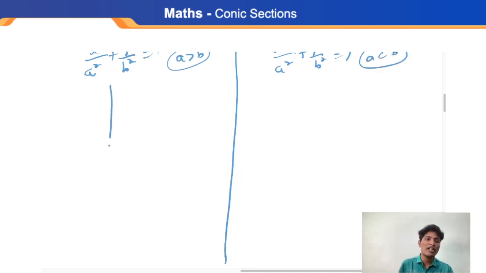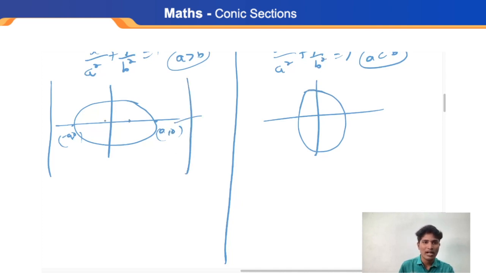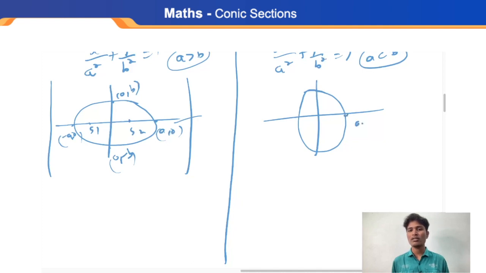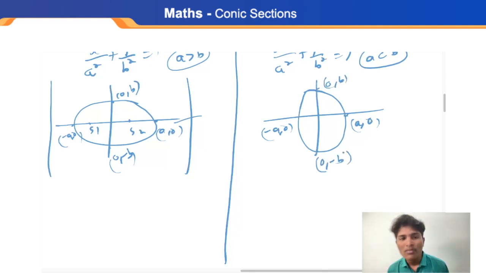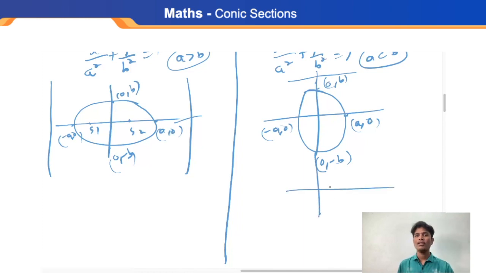Now comes the important properties. How it looks like? Here it looks like this, and here it looks like this. I am writing the comparison so that you can understand easily. Here the values are a comma 0, and here the value is minus a comma 0. Here this is the directrix and this is the directrix, and here there are two focuses, s1 and s2. Yes, and this is called 0 comma b, and it is called as 0 comma minus b. These are the simple representations. Here also a comma 0, here also minus a comma 0, here it is 0 comma b, and here it is 0 comma minus b. Yes, 0 comma a, 0 comma b. Yes, now here the directrix are, this is the directrix and this is the directrix. Yes, these are the directrices.